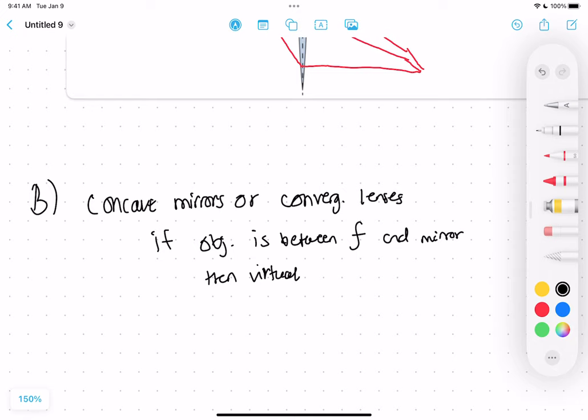Then you can just look at an image and be like, oh, it's virtual, it's real. That could really save you some points, because you might not be sure of your ray tracing. If you screw up your ray tracing in part A, say you produced a virtual image by accident, but you know the object's position and what it should produce, you know it should be a real image. Then you can just say it's a real image and you get 2 points there instead of missing all five, right?